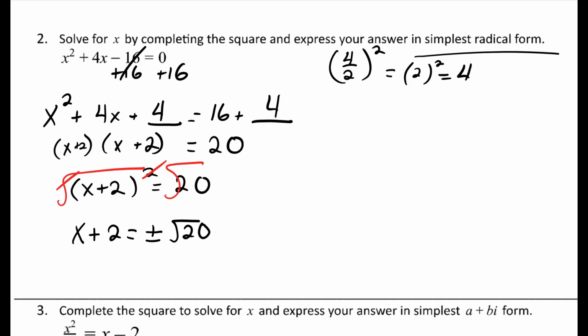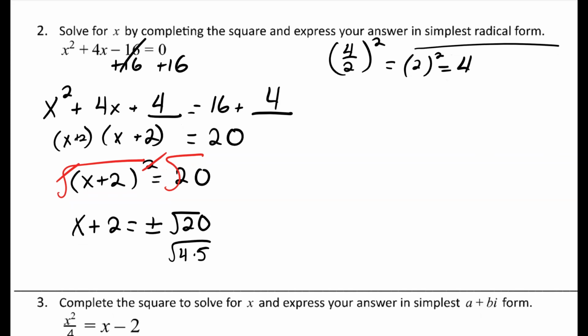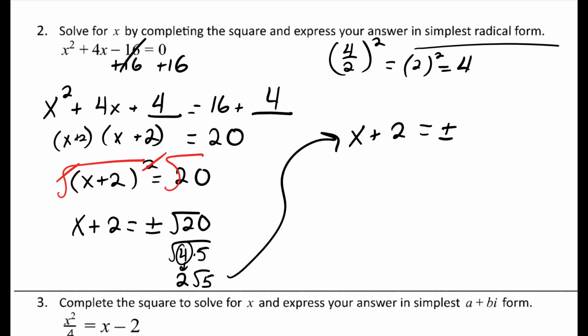And I'm looking at radical 20, and I'm thinking I might be able to break that down a little bit into a perfect square times a non-perfect square. So remember, if I take that out, radical 4 is just 2. So radical 20 is the same thing as 2 radical 5. So I'm going to continue my work up here. I still have x plus 2 equals, still plus or minus, 2 radical 5.